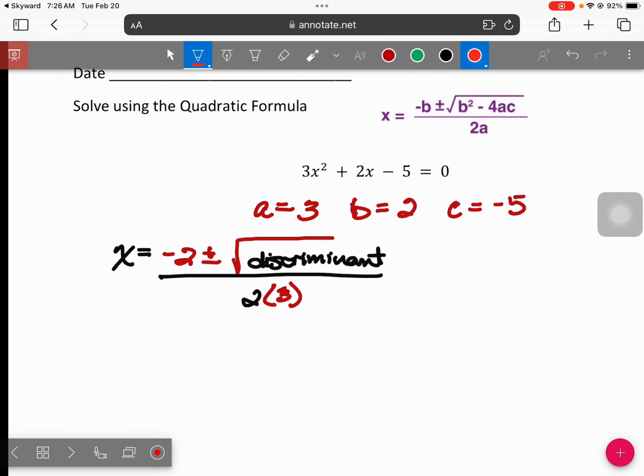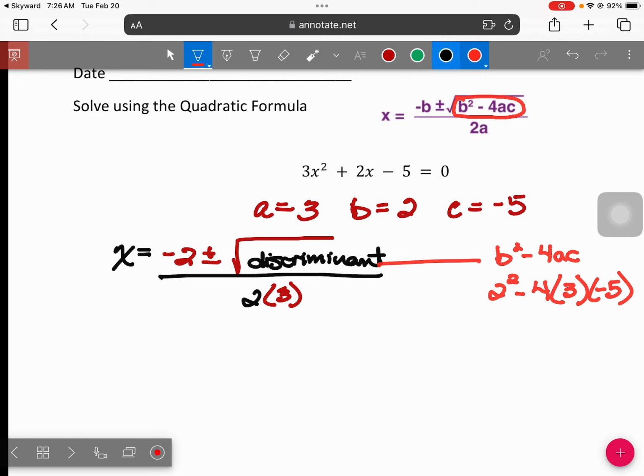So I'm going to do the discriminant off to the side. Okay. The discriminant, if you recall, is just this part underneath the radical sign. So it's B squared minus 4 times A times C. B is 2, so I'm going to make this 2 squared minus 4 times my A value of 3 times my C value of negative 5. Is everybody with me so far?